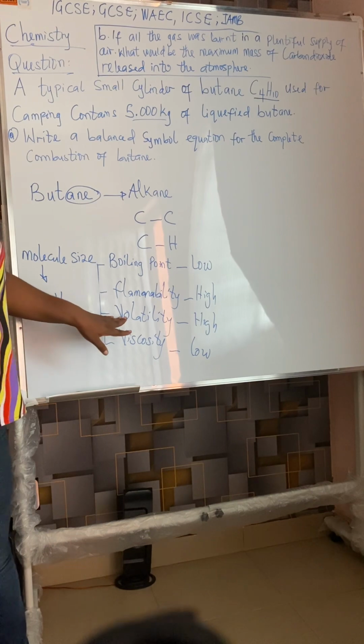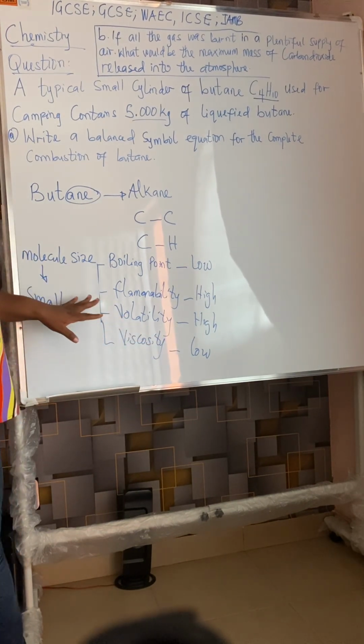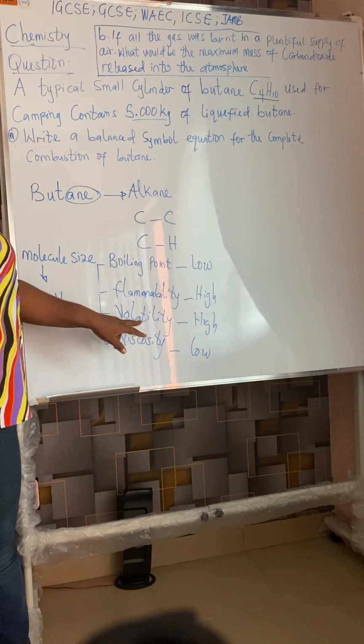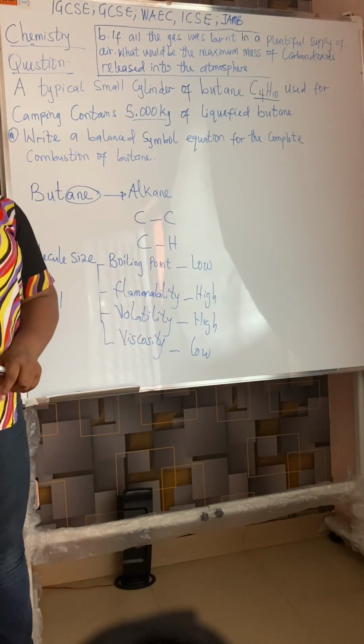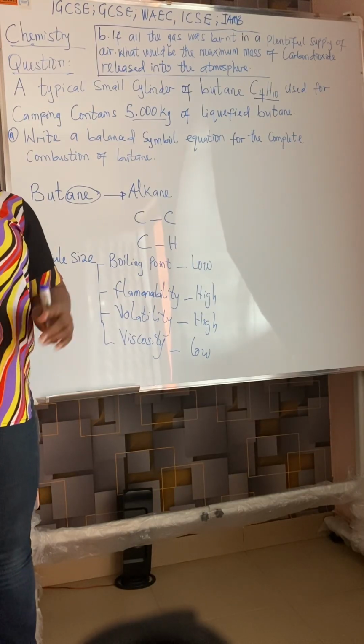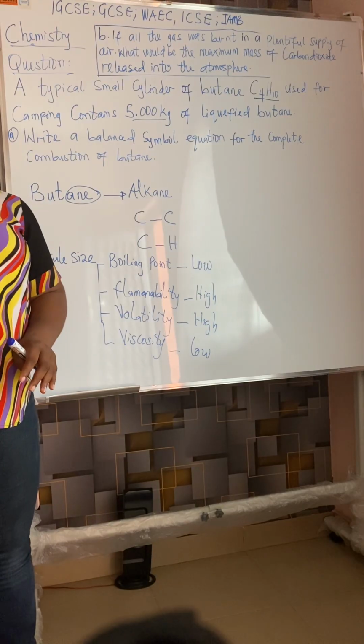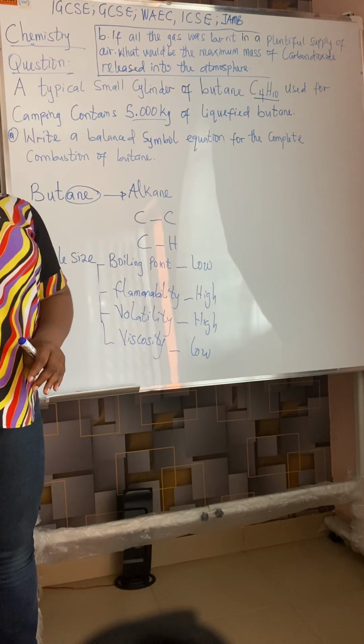Volatility is another property. The volatility of alkanes is really high. And what do I mean by volatility? The ease at which a substance turns to gas. So when I say this liquid is very volatile, what I mean is just like this, from liquid to gas.